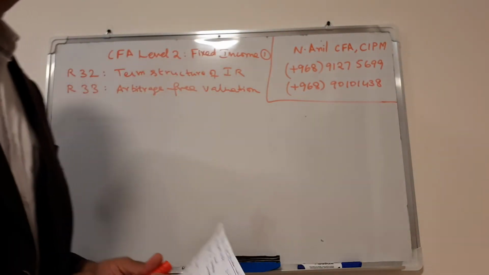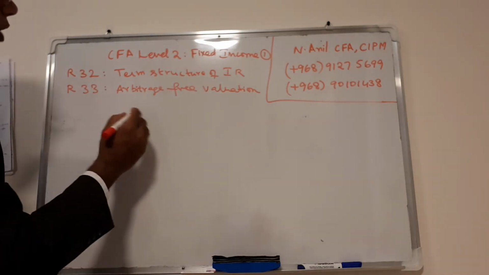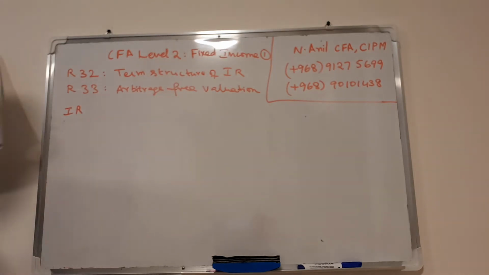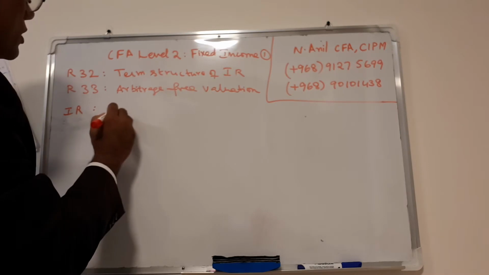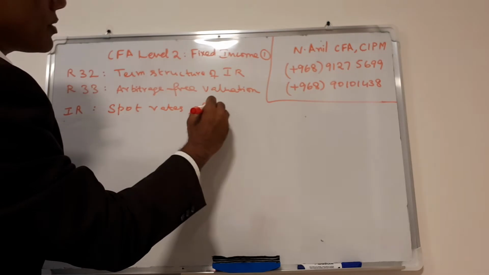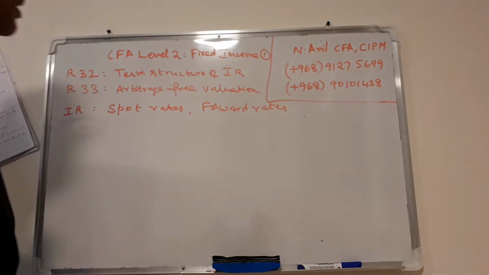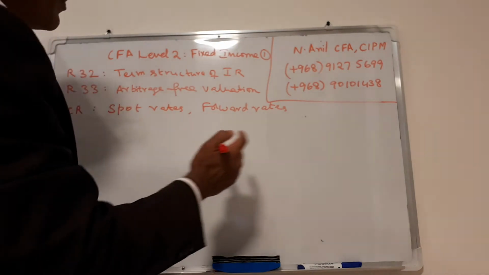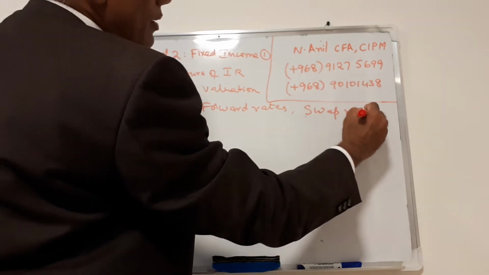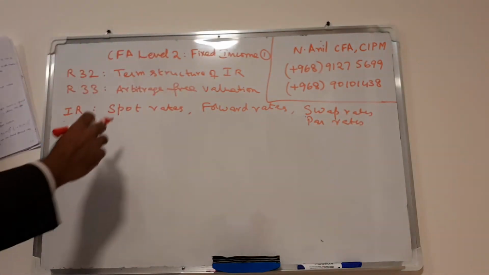So in this one, the first thing is we need to know about the interest rates. I denote by IR. So we have the spot rates, forward rates, and then the swap rates, par rates, and all these things. So let me run through this.